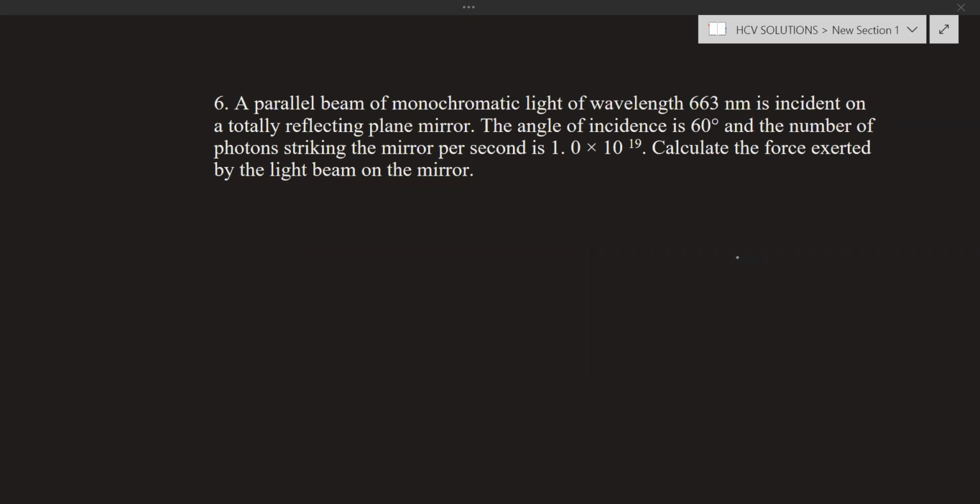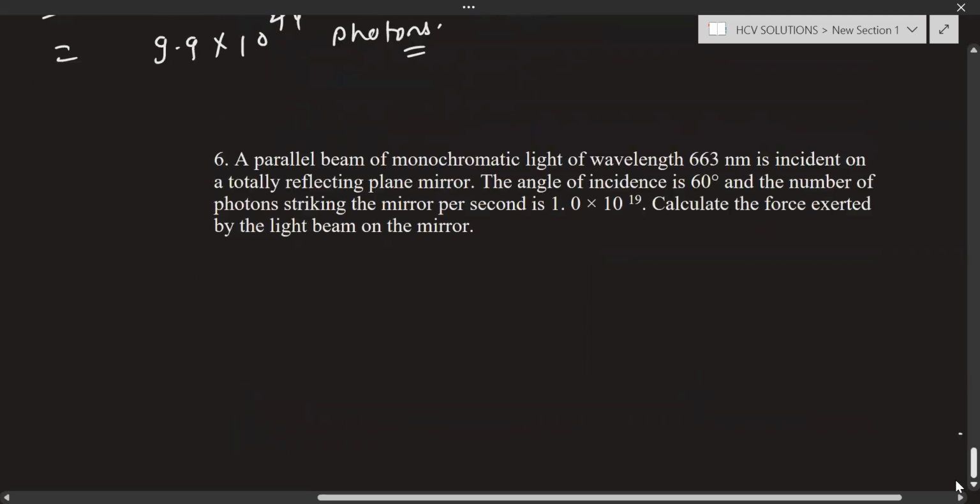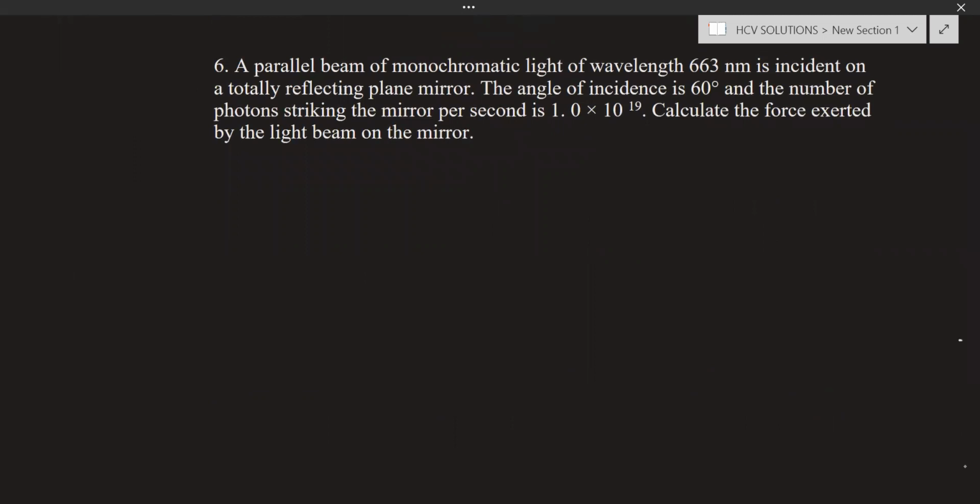A parallel beam of monochromatic light of wavelength 663 nanometer is incident on a totally reflecting plane mirror. There is a plane mirror which is completely reflecting, so whatever light is incident on it is reflected. Let us suppose that is the mirror, and light is incident on this mirror like this at theta equal to 60 degrees.